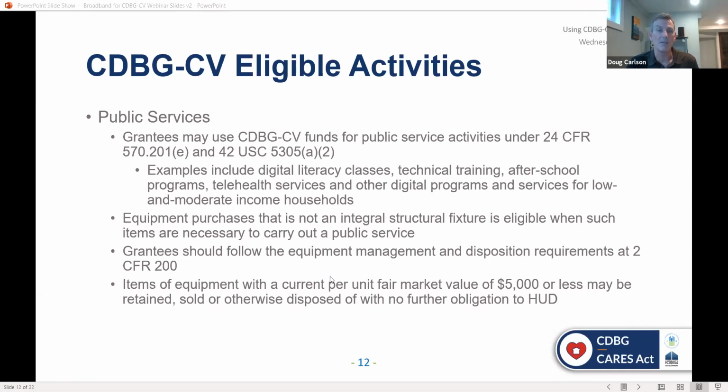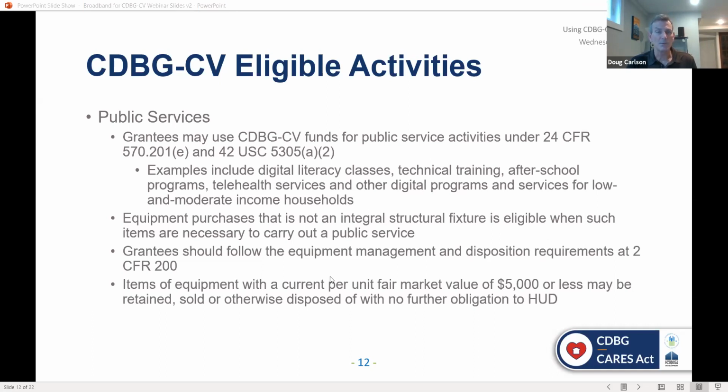So it's important, however, if you're purchasing converter devices or laptops or other types of equipment for connectivity, that you have to follow the equipment management and disposition requirements at 2 CFR 200. There are multiple regulations related to equipment and disposition of equipment in 2 CFR 200, but it's important to remember that you have to follow those if you're going to buy equipment to carry out broadband activities with CDBG-CV.